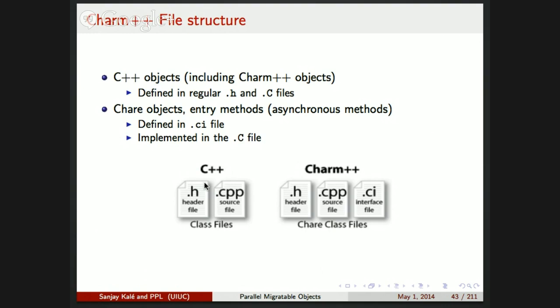So again, we've already kind of talked about this. Anyone familiar with C++ objects, you're going to define those in your .h and .C files just as you normally would, with a few extensions. The main extension being that now we will also specify which of these objects are our chare objects and which of the methods of those objects are our entry methods, which can be invoked remotely, using a .ci file. So again, a .ci file gives an interface to Charm saying, here are our chares, here are the messages you can send them via remote method invocation. And those methods will also be defined in the .C file.